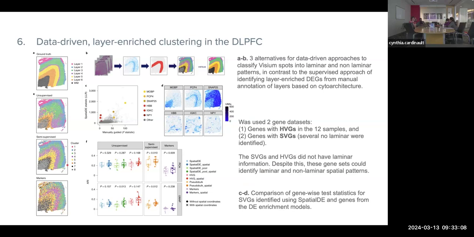In contrast with the supervised approach of identifying layer-enriched differentially expressed genes from manual annotation based on the histological architecture, what is shown here in panel B is that we start with the identification, then make the clustering, confirm this clustering, and then compare the clustering against the annotated information. So it was a more time-consuming methodology.